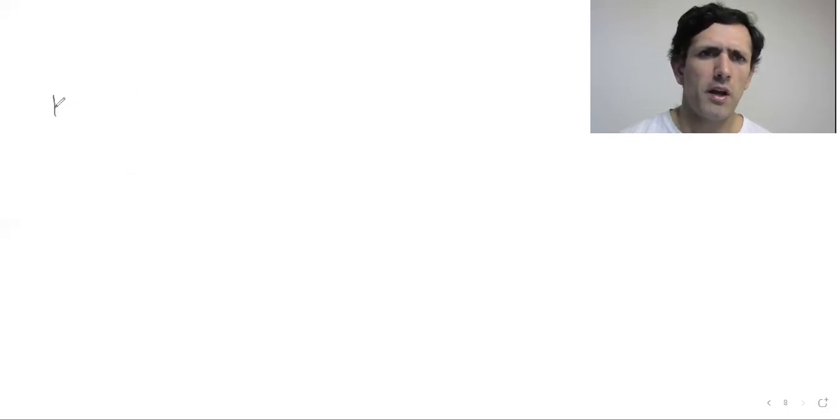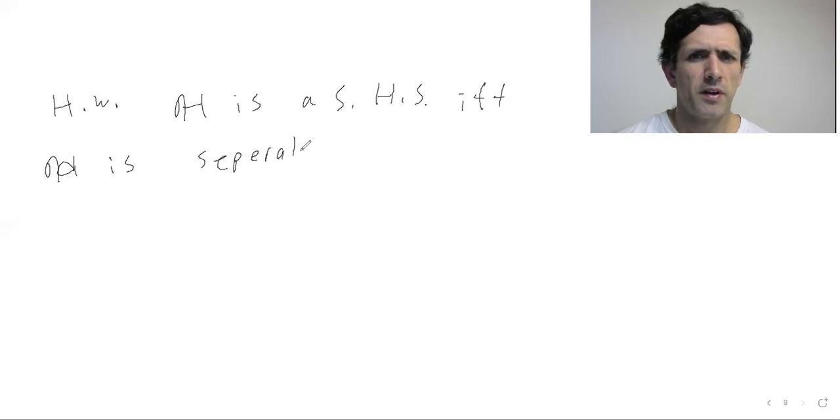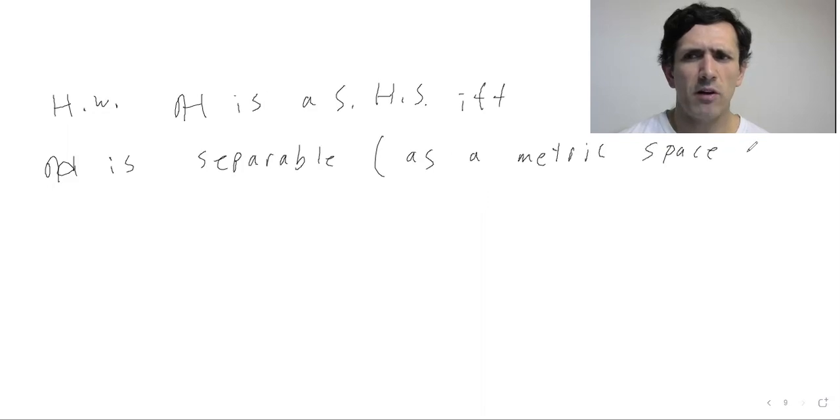A homework, which maybe I'll collect, I probably will: H is a separable Hilbert space if and only if H is separable. And what do I mean by that? It's separable as a metric space. So there exists a countable dense subset of my Hilbert space.